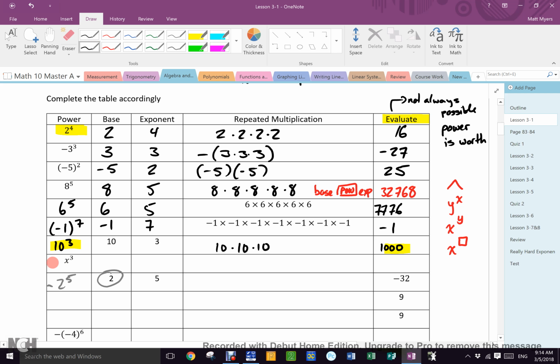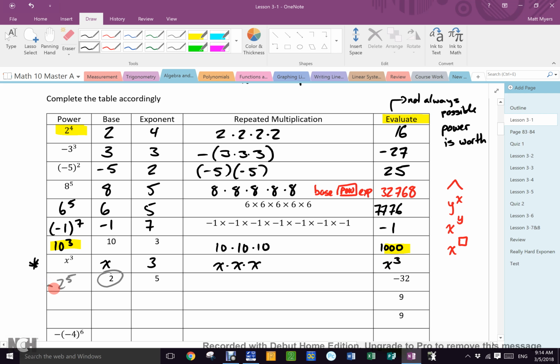Okay, this is the first weird one. This is new. X to the 3rd, what's the base? X. What's the exponent? What's that mean? X times X times X. Can I fill this in? Why? You cannot tell me an answer here. This is X cubed. All right? Can't tell an answer there.